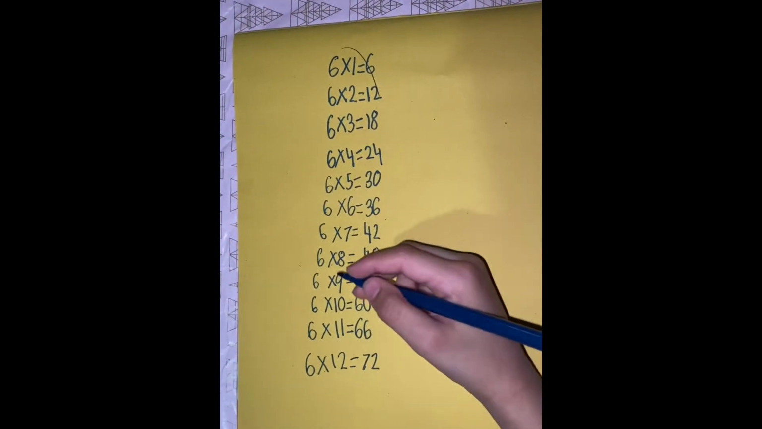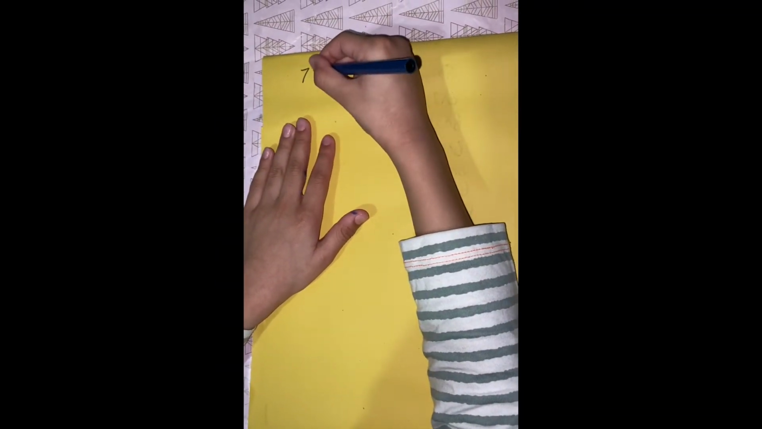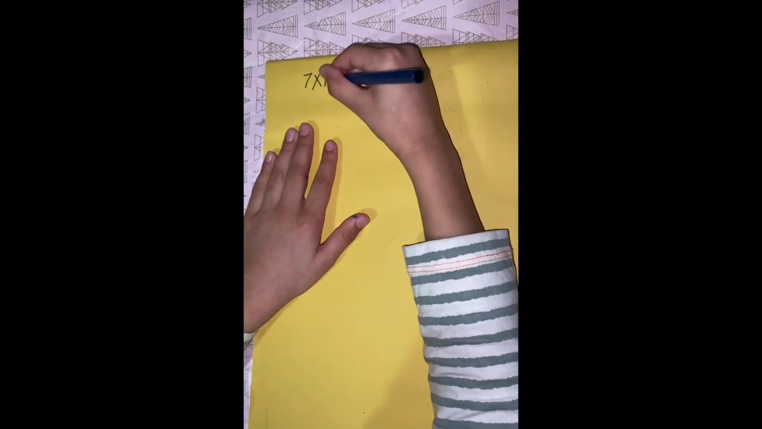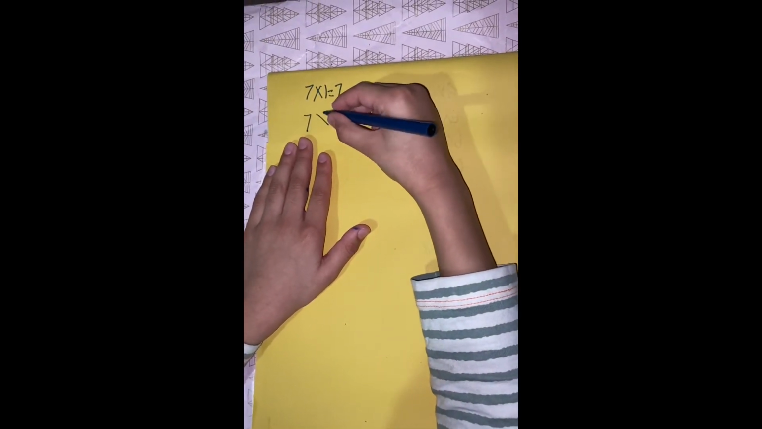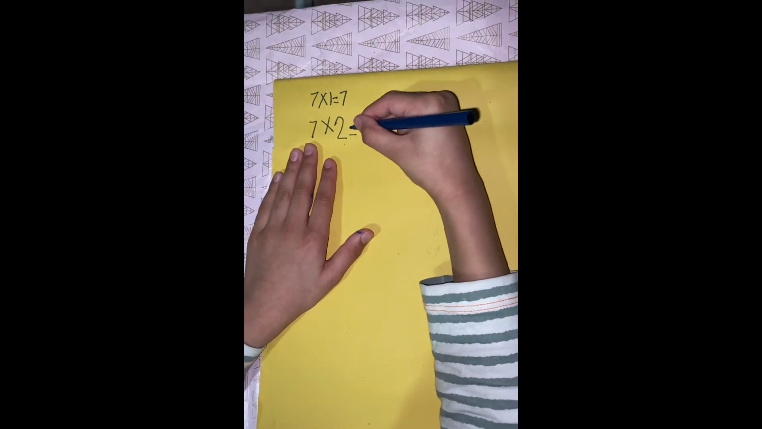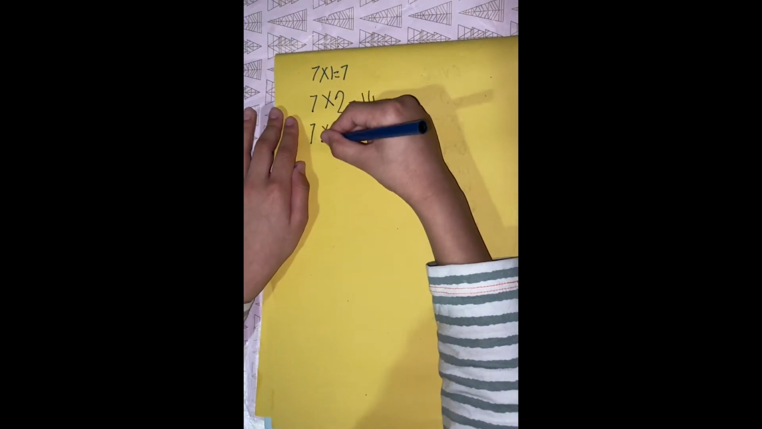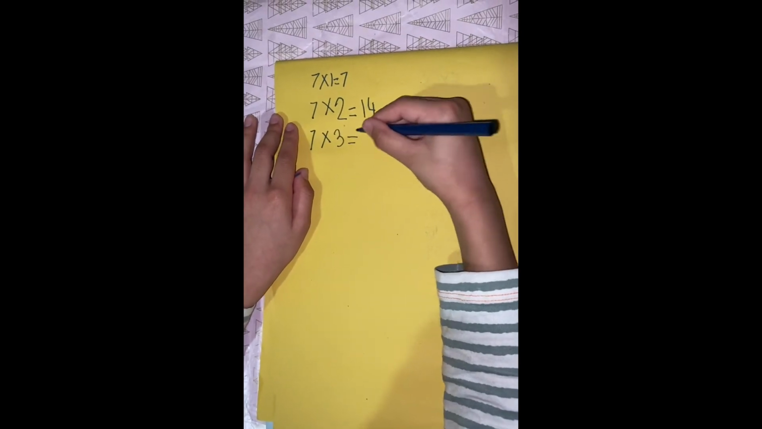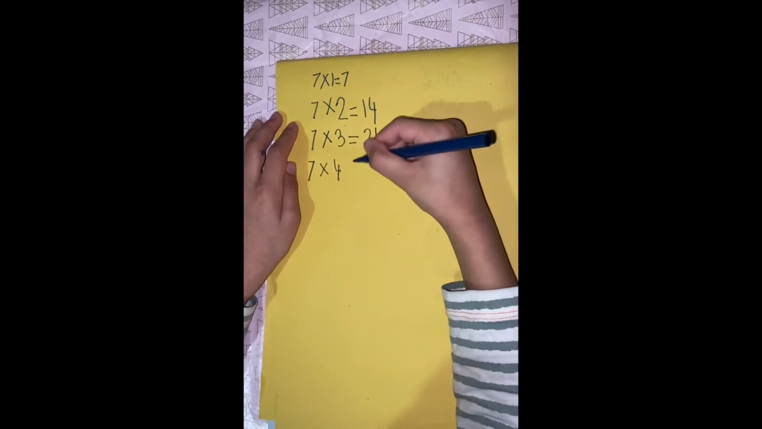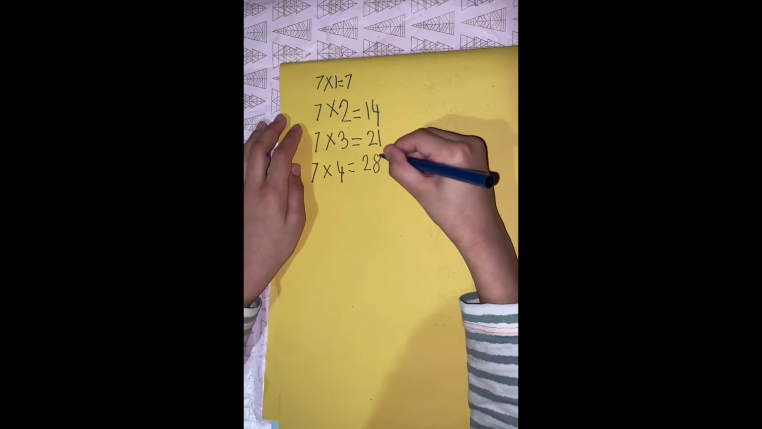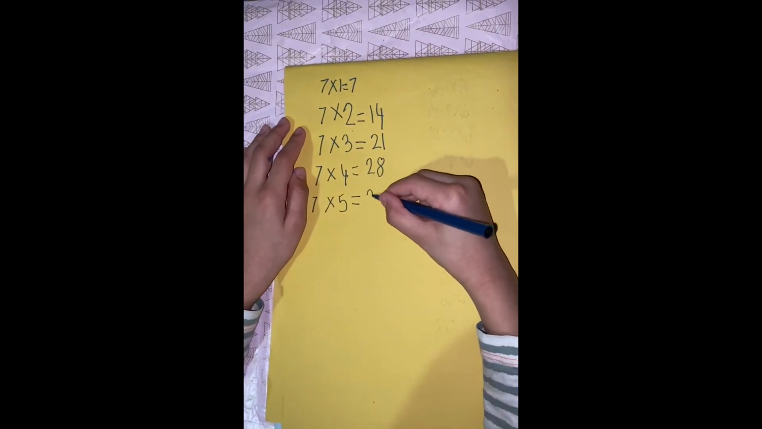Let's do the 7 timetables. Now we are going to do the 7 timetables. 7 times 1 equals 7. 7 times 2 equals 14. 7 times 3 equals 21. 7 times 4 equals 28. 7 times 5 equals 35.